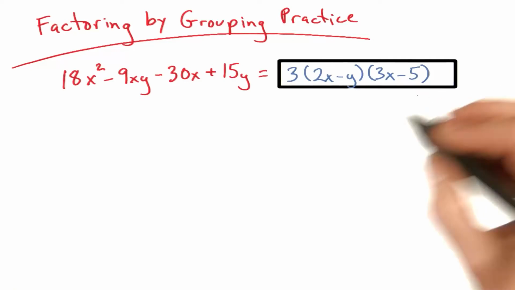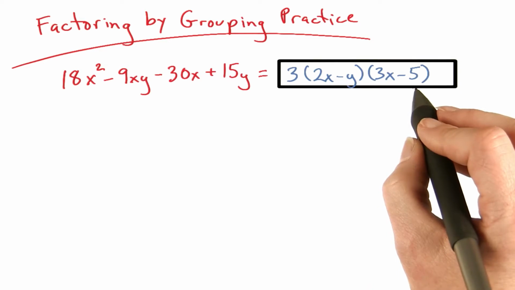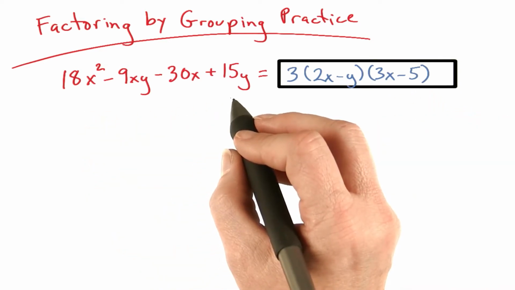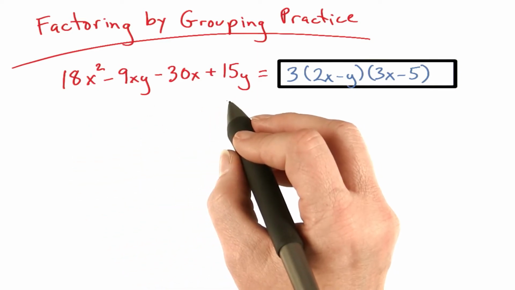So how'd you do? The correct answer is 3 times (2x minus y) times (3x minus 5). Let's see how we got that answer. Whenever I see a 4-term polynomial, I know I want to use factoring by grouping. But remember, the first step in any factoring problem is to look for a GCF.